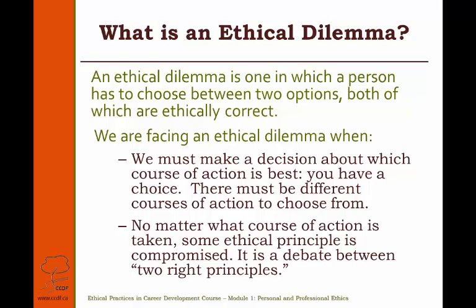For an ethical dilemma to be present, there must be different choices of actions to choose from. No matter what course of action is taken, some ethical principle is compromised. An ethical dilemma is a debate between two right principles. It's about balancing right versus right. If there's a dilemma, it's because each option or choice must have some right to it, or else it wouldn't be a dilemma.